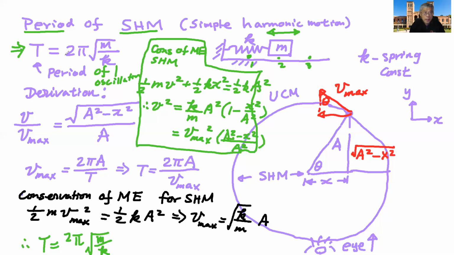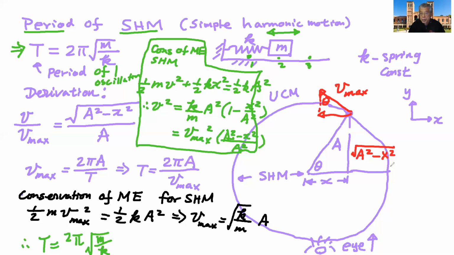We are saying that the period is equal to 2 pi times the square root of the mass divided by k, and we will show you that. In order to do that, we are considering UCM motion. You may be wondering, why are we doing UCM when we are thinking about SHM? The fact is that UCM is related to SHM.